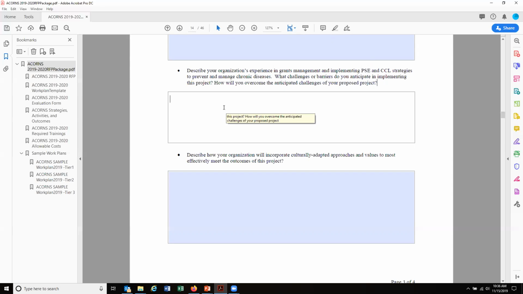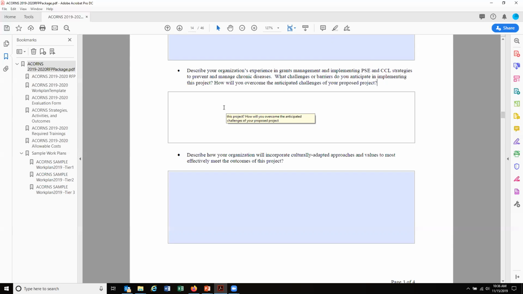Maybe that's an opportunity to reevaluate your approach so that you can go into the project with a greater chance of success. So if you have barriers you cannot overcome, maybe that's an opportunity to call ACORNS staff and talk about how we might rewrite or readjust that proposal so that you can be more successful.